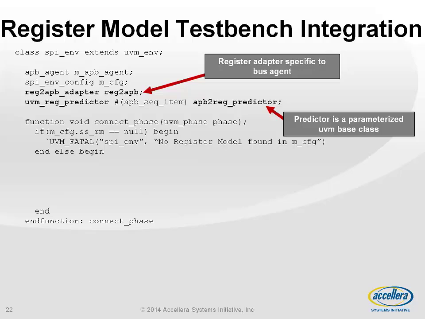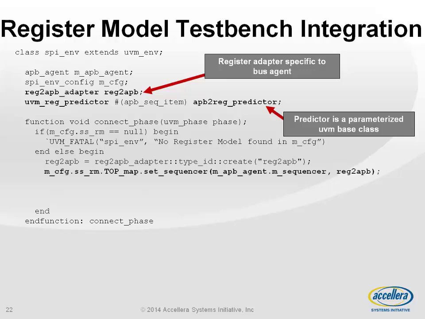But in the connect phase here for our environment, we're going to look at this and make sure that there's a register model in the config object, because we have to have one because we're dealing with registers. Assuming that we have that, we're going to create the register adapter, and then we're going to set the sequencer in the address map of the register block as we just saw there. So this is our agent sequencer. And we specify the converter here, so reg to APB.